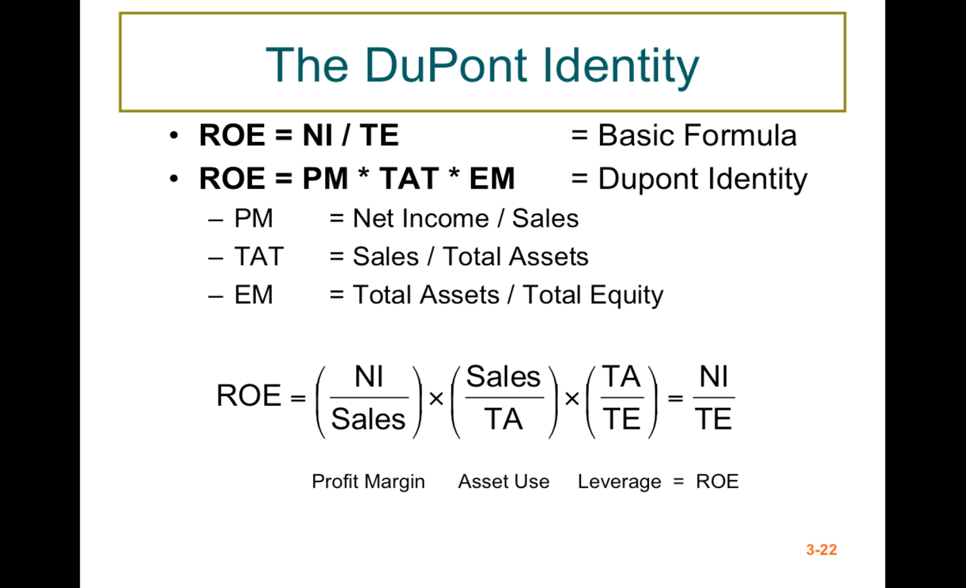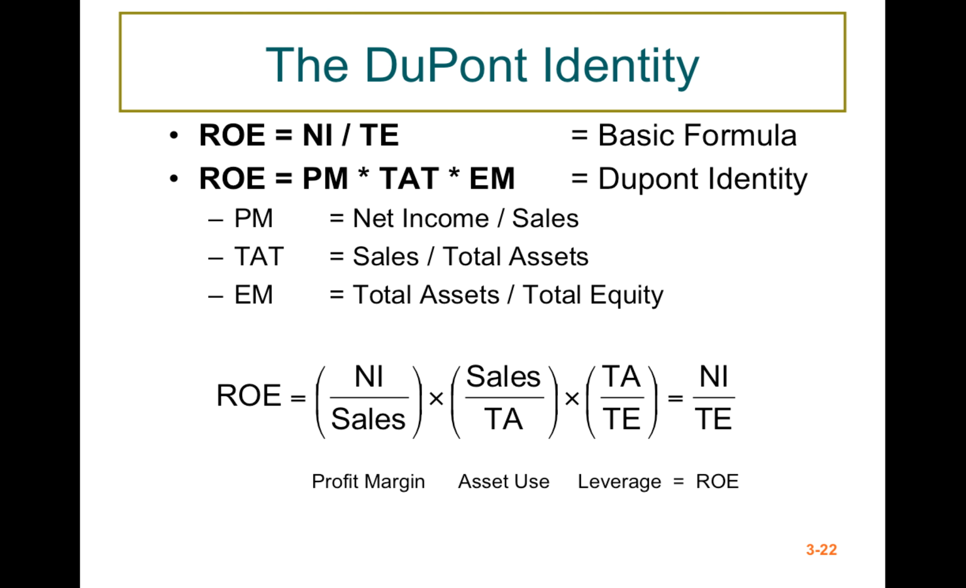So sometimes I actually stop here, but I would like to continue if possible, talking a little bit about the DuPont identity. And one way to calculate return on equity is to utilize the DuPont identity. So the basic ROE formula is net income over total equity.